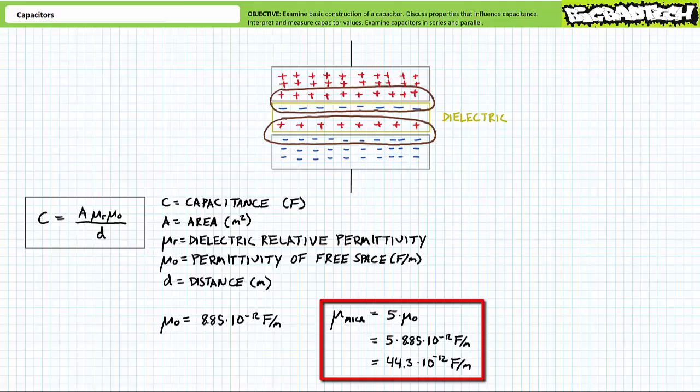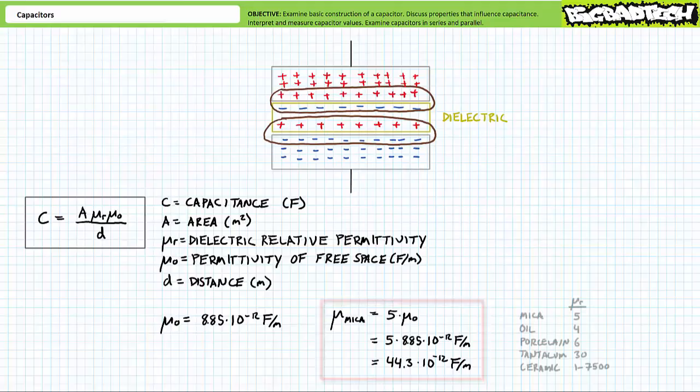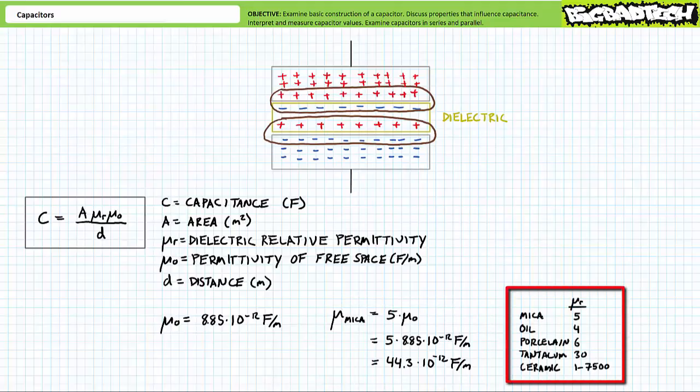The relative permittivity, ε_r, of mica is therefore 5. Get it? Mica permits the establishment of an electrostatic field 5 times better than vacuum, so mica's permittivity is mica's relative permittivity times the permittivity of free space, or 5 times 8.85 times 10 to the negative 12 farads per meter, or 44.3 times 10 to the negative 12 farads per meter. Other substances have different relative permittivity values.